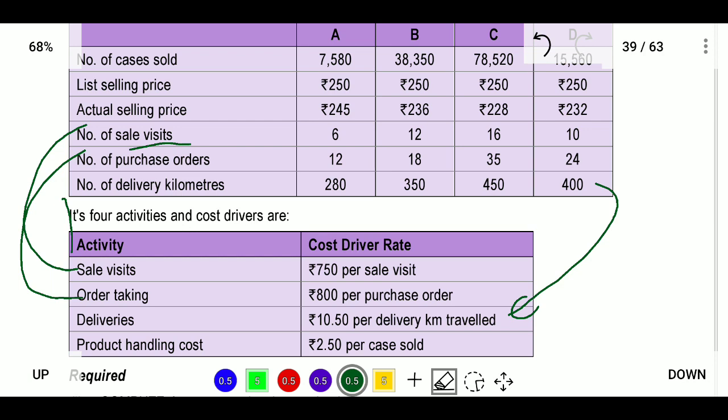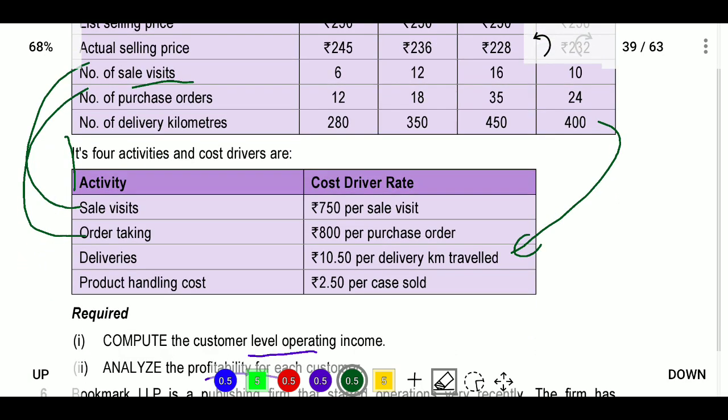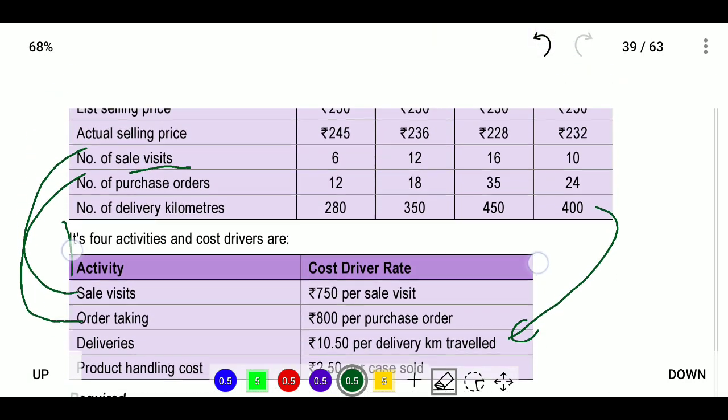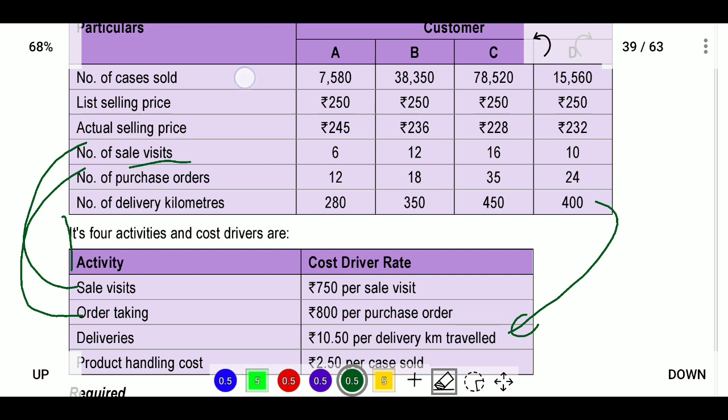Next, product handling cost. For all cases they have provided the product handling cost of 2.5. So 7,580 into 2.5, 38,350 into 2.5, 78,520 into 2.5, 55,516 into 2.5. For this, we will get the customer profitability statement.